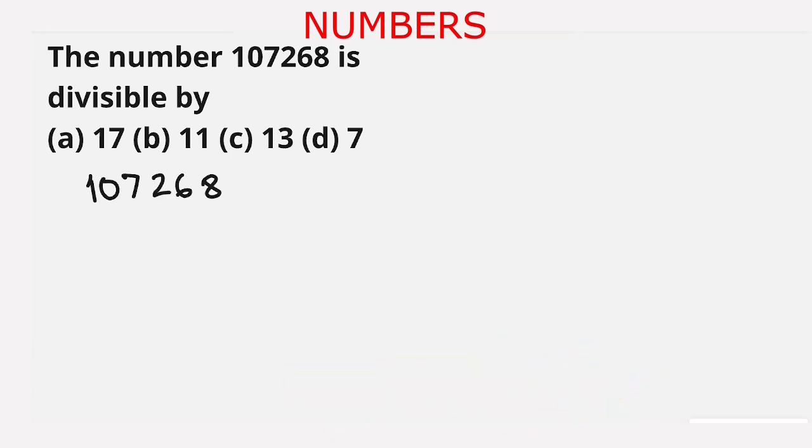We first write the number. Number is 107268. Now we make the set of 3 digits and we take the difference of these two sets. 268 minus 107, and on subtracting we get 161. 8 minus 7 is 1, 6 as it is, and 2 minus 1 is 1. So this is 161. If 161 is divisible by any of these number, then the whole number is divisible by that number.